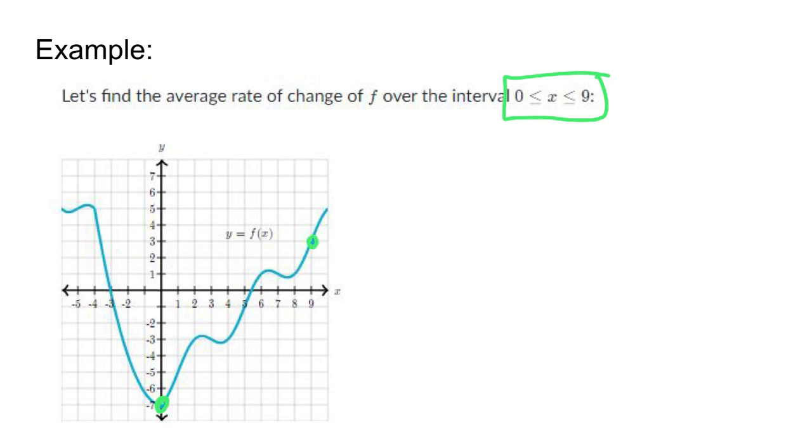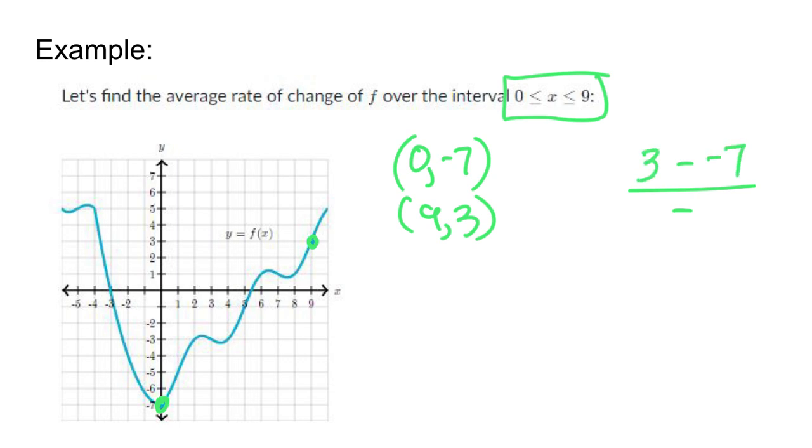Now, I have 2 options here. I can use them as points, and I can do slope formula with that. And if I do that as my option, then I'm going to do the y's on top, so 3 minus negative 7, and 9 minus 0. And I'm just going to calculate that. You can use your calculator, you can do the top and then the bottom, and then divide that if you're doing this by hand. But either way it goes with this one, if you calculate that one, you end up with 10 over 9. That is our average rate of change.